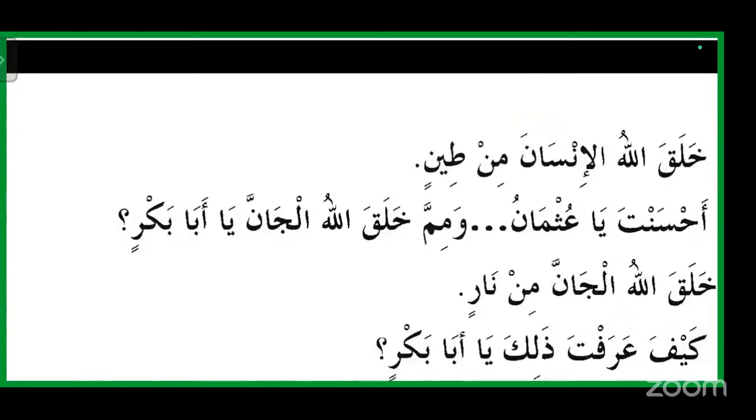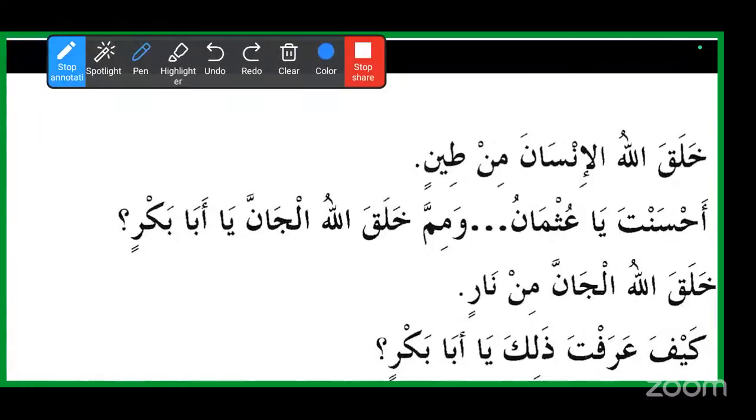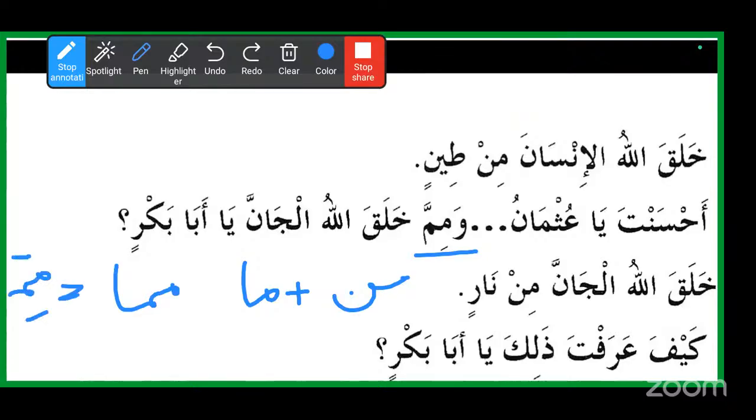Wa mimma, and with what, khalaqallahul jinna ya Aba Bakr. Wa mimma, min plus ma, mimma, the same thing. Min what thing, from what thing, with what. Khalaqallahul jinna. Jinna is the plural for jinn, and it is mansoob because it is the object.